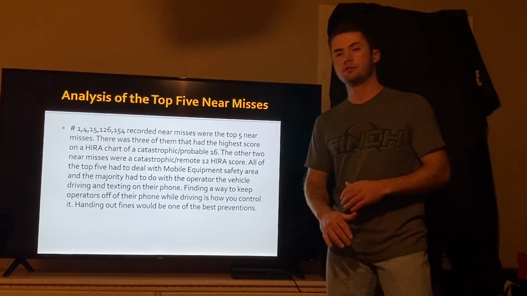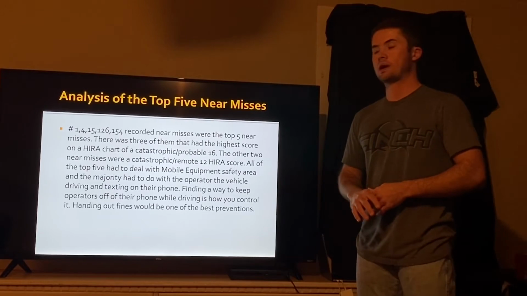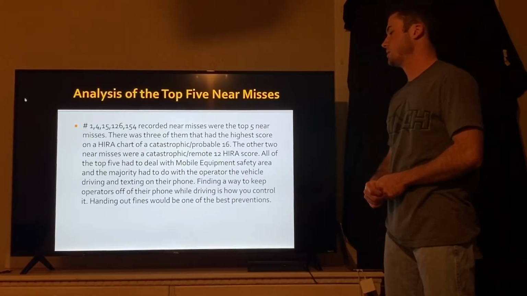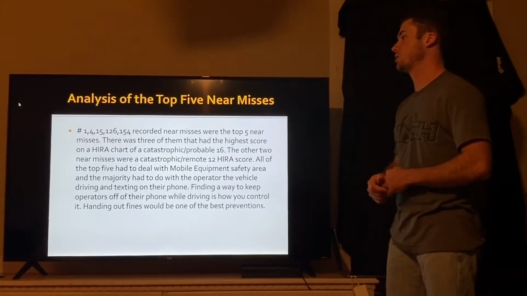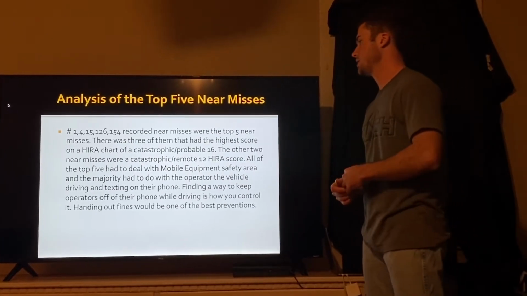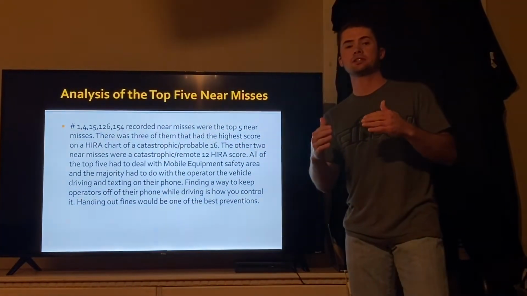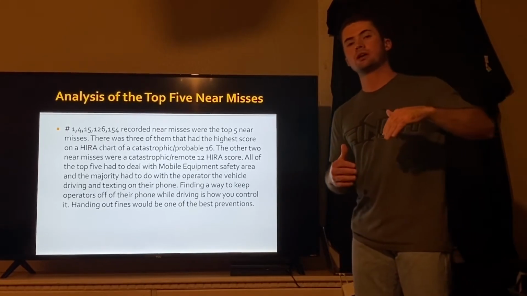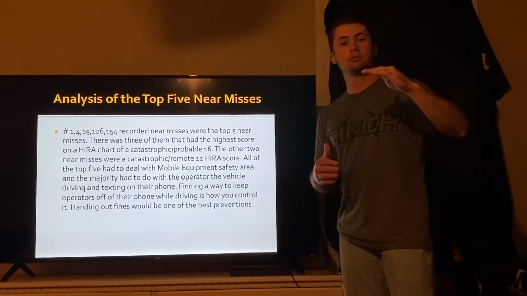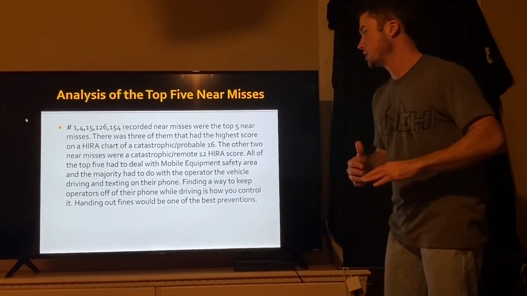Number 1, number 4, and number 15 were all catastrophic probable 16, which is the worst rating you can get in the HIRA. So these top near misses, like I was saying, are recorded by the HIRA chart, or the HIRA way of recording things. When you do that on a HIRA, you go from catastrophic to hazardous to major to minor on the severity level. And then on the probability level, on the other side of the chart, it goes probable, remote, extremely remote, and extremely improbable.